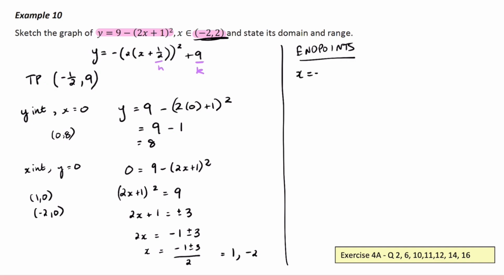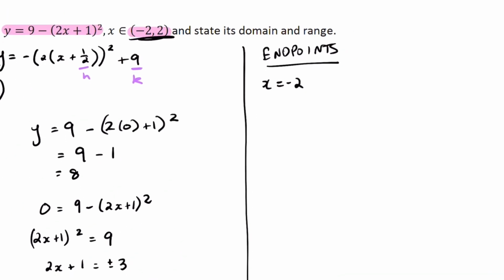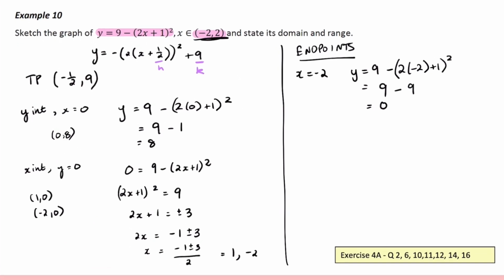So I need to figure out what is the value when x is equal to negative 2 and what's the value when x is equal to positive 2. So when x equals negative 2, I get y equals 9 minus, 2 times negative 2 plus 1, squared. I mixed up the brackets, didn't I? 2 times negative 2 is negative 4, plus 1 is going to be negative 3, but the negative 3 squared is going to be 9. So that is going to be 0, and that actually makes sense. I probably didn't need to find that. That was a bit silly. I've already found the x-intercept there, but it's a nice way to be able to confirm that that's it.